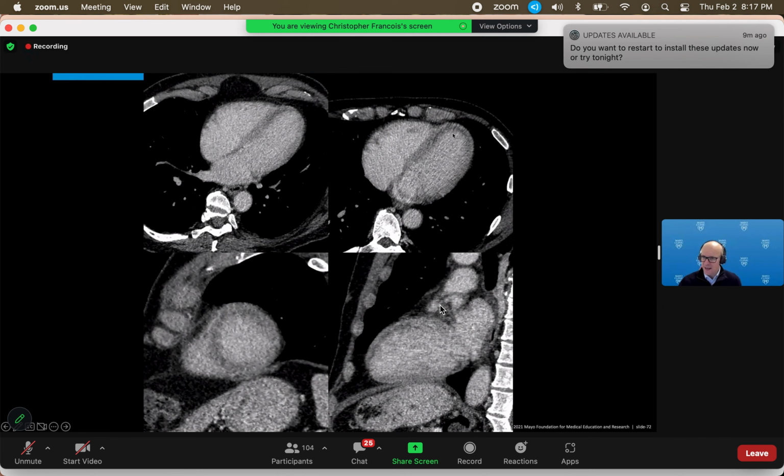So when you're looking at the heart in patients who present with acute chest pain, even if it's just a PE study, make sure you widen the window and level enough so that you can look at the enhancement of the myocardium. You will pick up once in a while signs of a myocardial infarction. You'll see this resting perfusion defect.